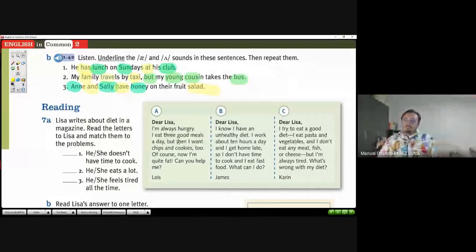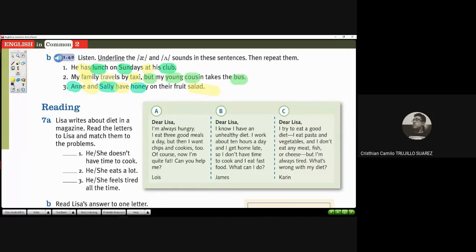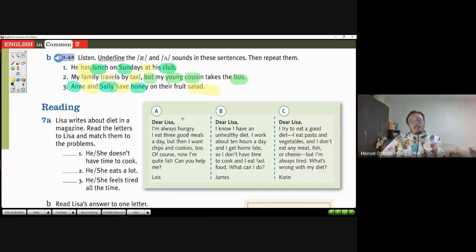Who wants to read? Anyone? Help me out reading this, please. Read. Yes. Me. Okay, read.